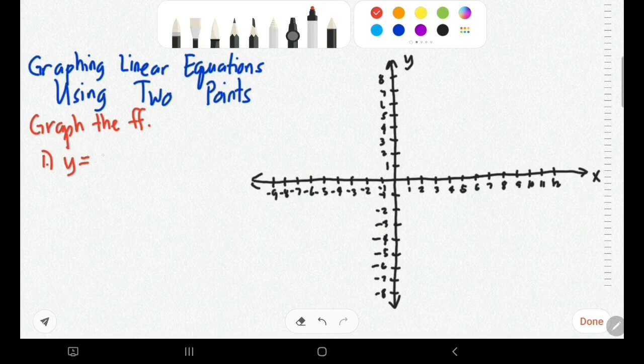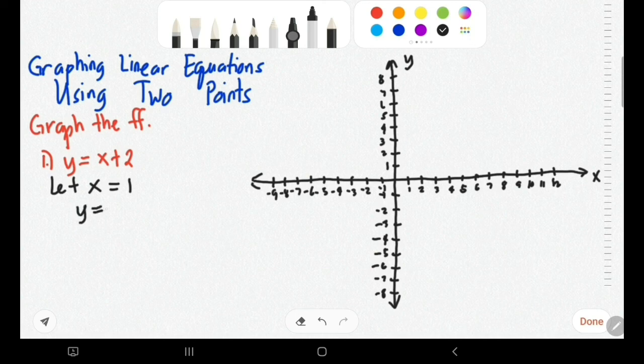y equals x plus 2. When you use 2 points, it means you're going to find 2 points in order to graph the linear equation. In finding 2 points, you can let either your x or your y be any value. Since this expresses y in terms of x, you can let x be any value. For example, let x be equal to 1.